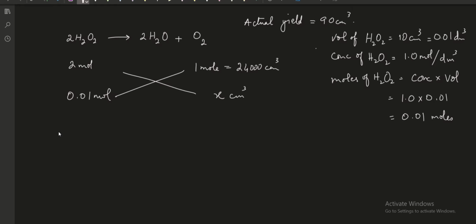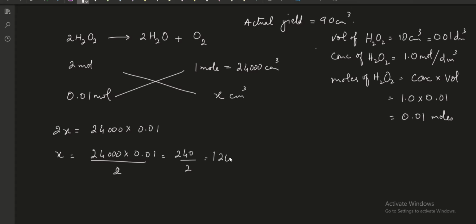So we can just calculate the value of x. 2x will be equal to 24,000 multiplied by 0.01. So the value of x would be 24,000 multiplied by 0.01 divided by 2. If you do the calculations, it would be 240 divided by 2, so it would be 120 cubic centimeter.